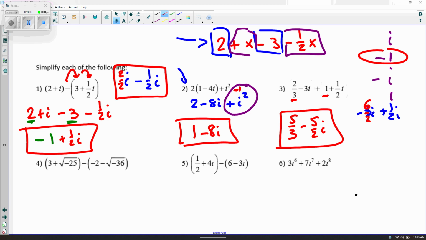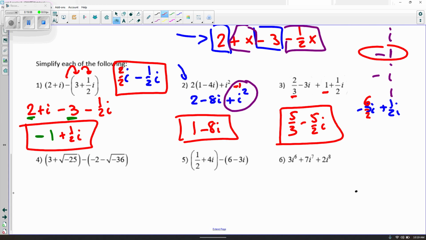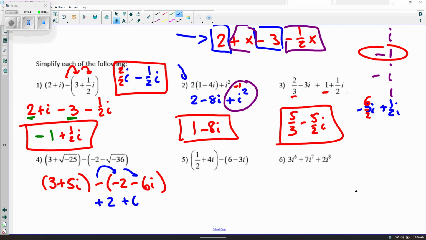What's wrong with number 4? Yeah, those square roots can be written as what? 5i. Now we threw this negative in here to throw you off. We throw all these negatives in there to make you sick of negatives. What can you do with this negative? So that really gives you what? Plus 2 and plus 6i.